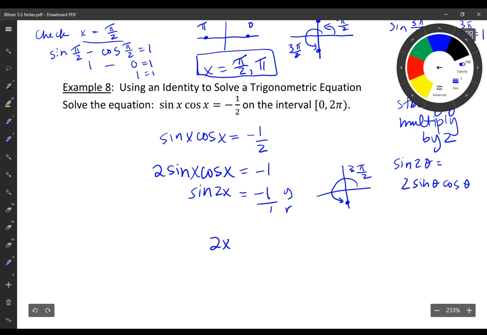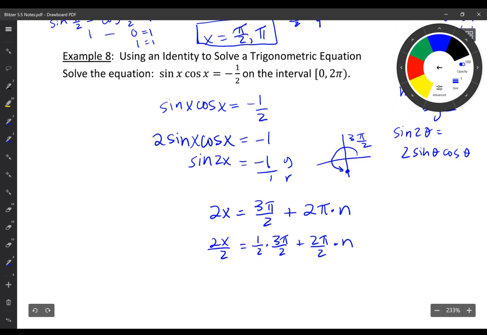So we know that 2x is going to equal 3 pi over 2 plus multiples of the period. That's going to be 2 pi times n. And then I need to divide all of that by 2 to get x by itself, which is really like 1/2 times 3 pi over 2 plus 2 pi over 2 times n. So I'm really showing every step here because I know this was confusing in class. So this is going to be 3 pi over 4 plus pi times n.